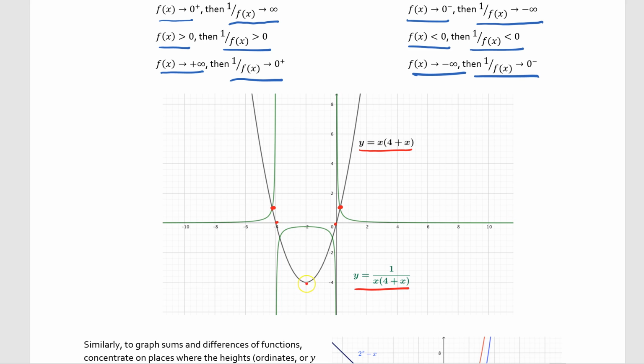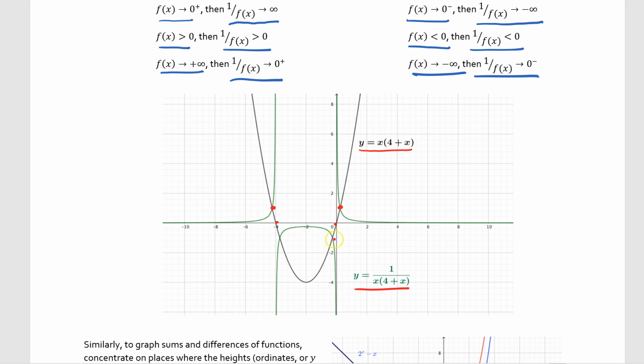Where the original function had its minimum value of minus 4, the reciprocal function will be minus a quarter, minus 1 over that. And where the original function was minus 1, then the reciprocal function will also be minus 1. And as we get closer to that asymptote from this side, we're going to drop off to negative infinity.